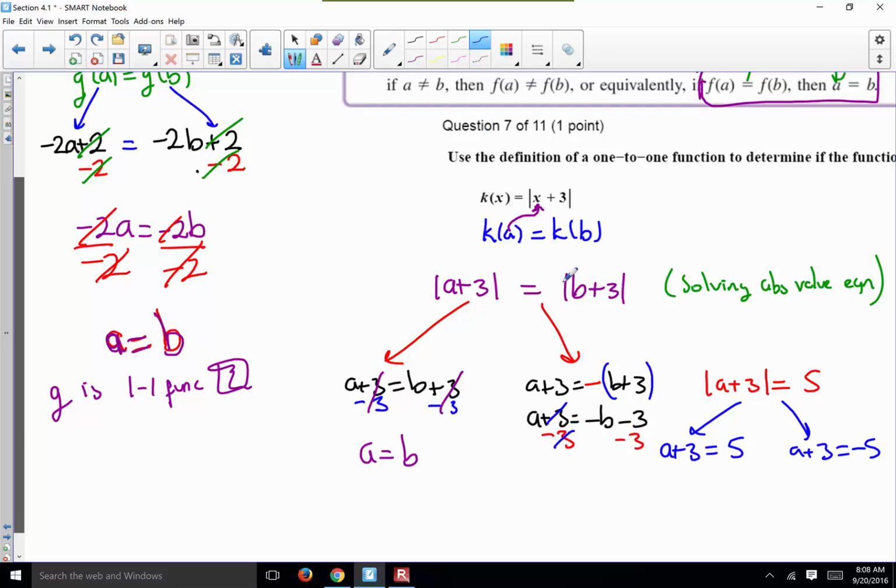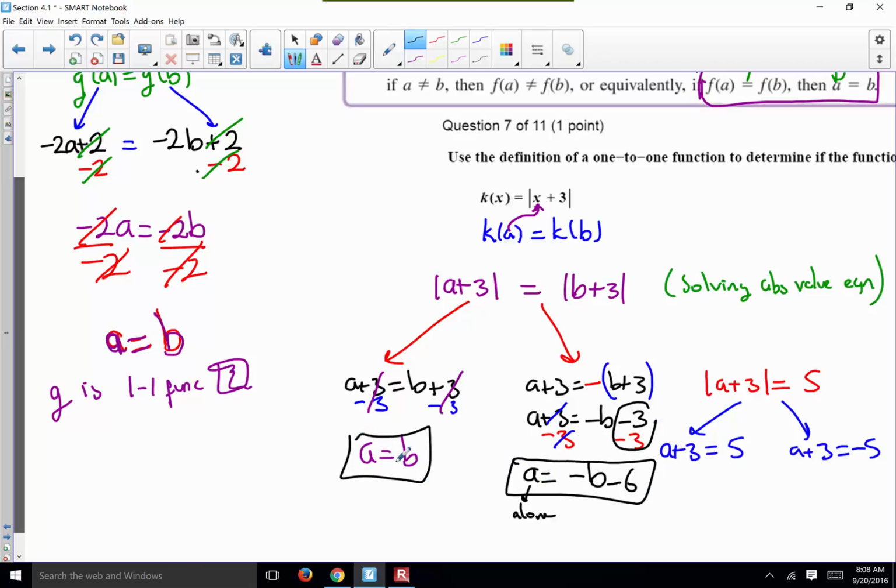However, things are not going smoothly this time. What did we get? a is alone finally. This is alone. Mission accomplished on this side. But did you get b all by itself, without any numbers? It's minus 6 here. So this is the best I can do. a is either equal to b, or a is equal to something else too.